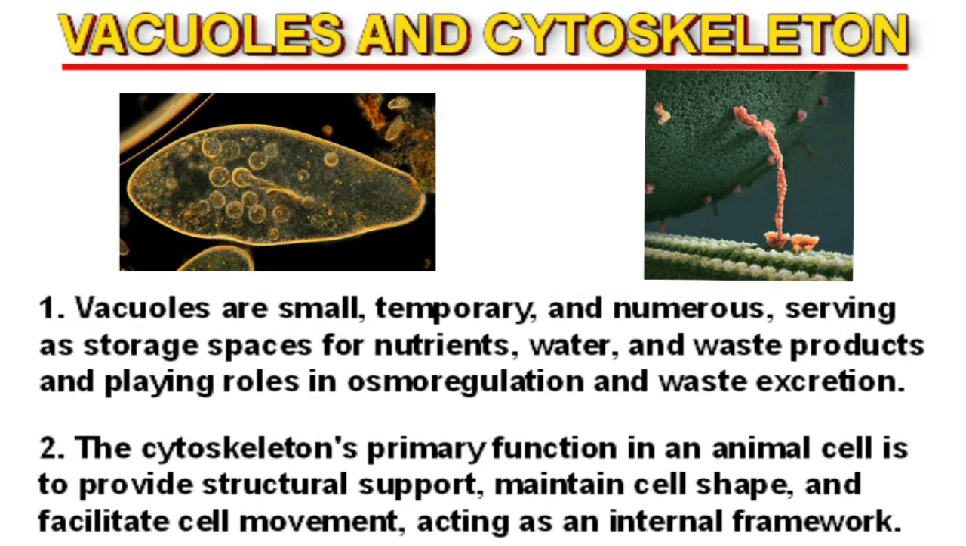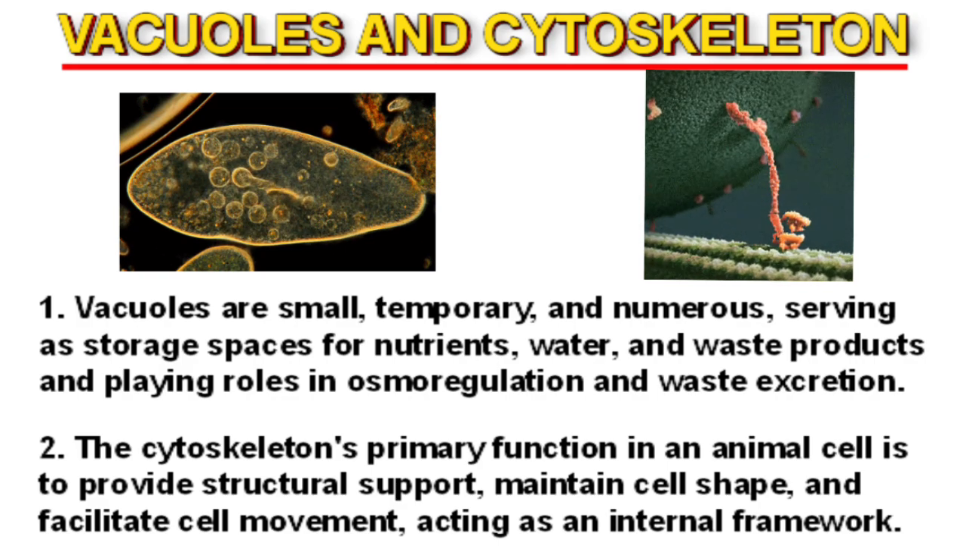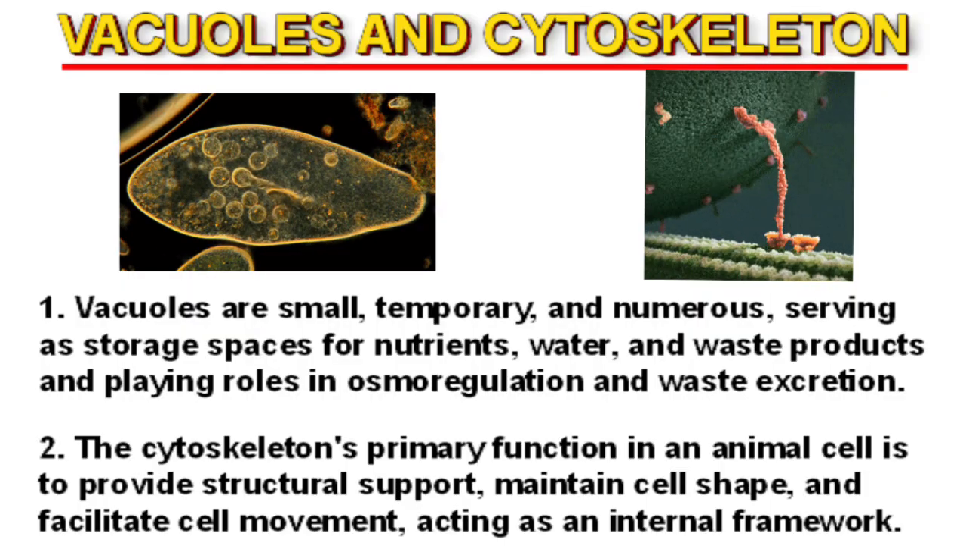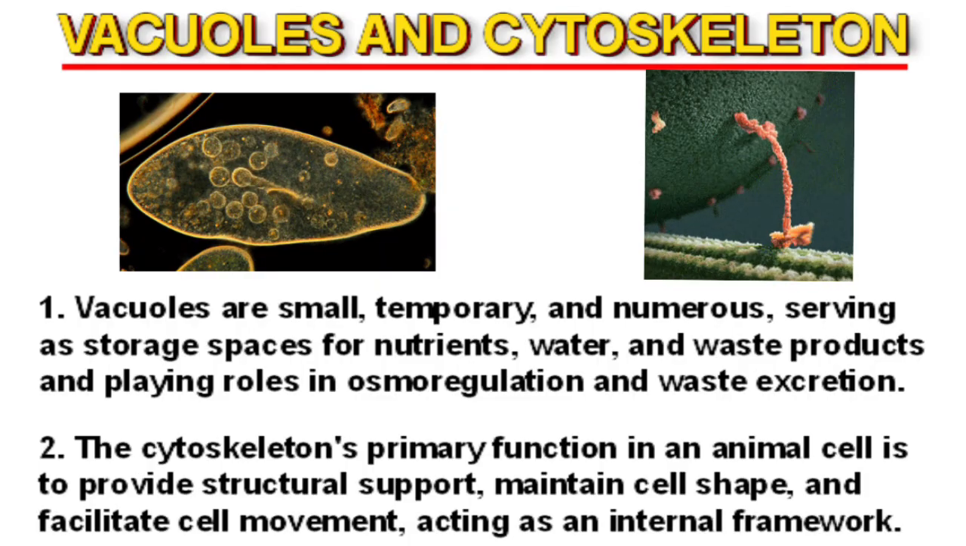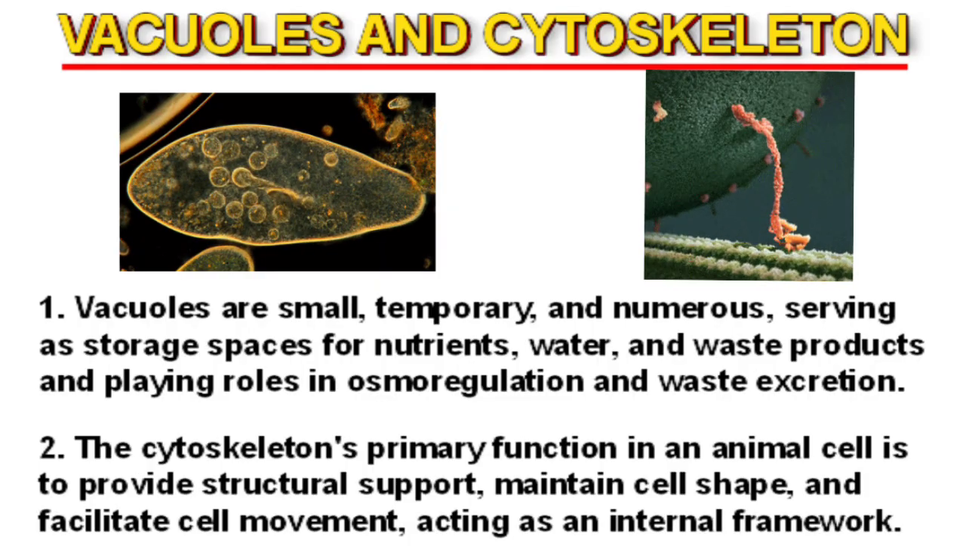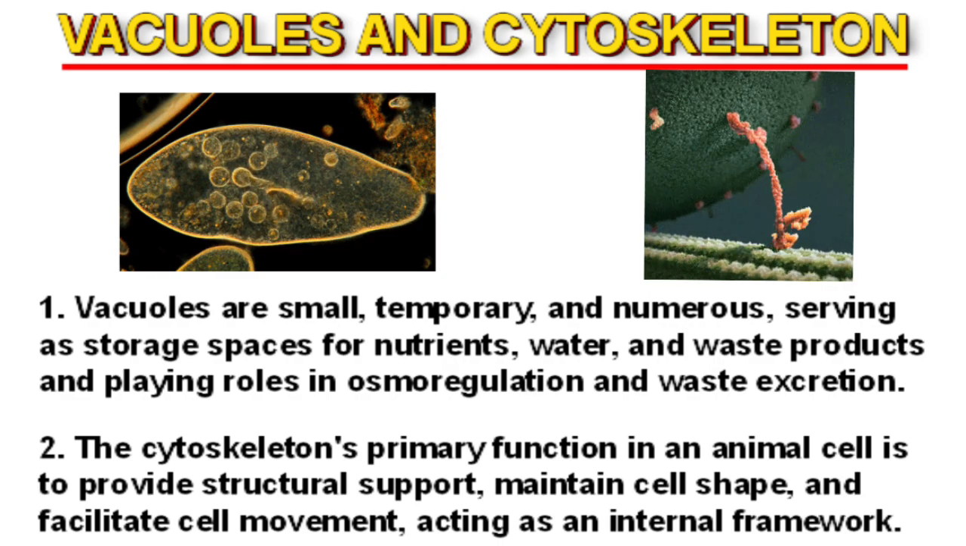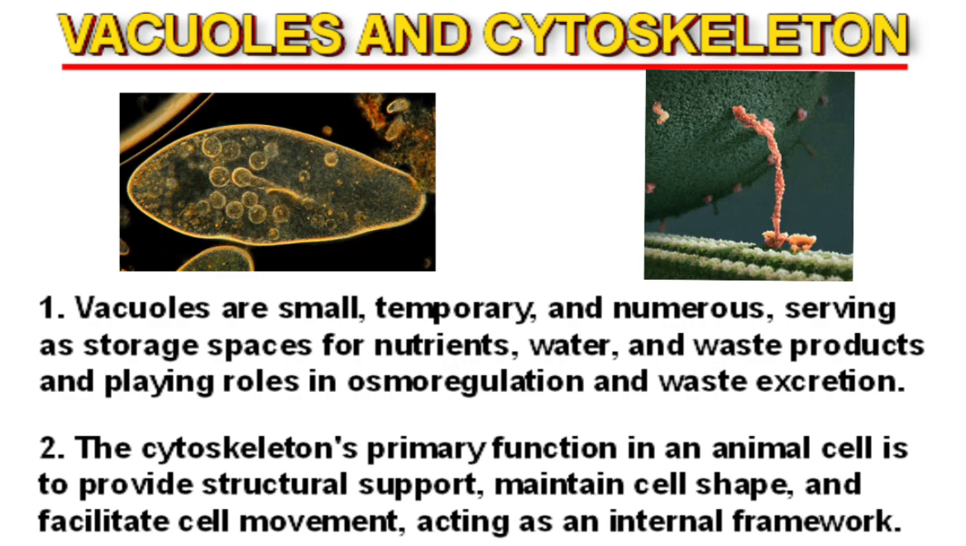Next cellular organelle is the extra space that is present in the cell, that is a vacuole. It is a small temporary storage molecule for nutrients, water, waste products, and also plays a vital role in homeostasis of osmoregulation, and also it helps in waste excretion. So the last organelle of cell is cytoskeleton. Like skeleton helps in the structural support, cytoskeleton also helps the cell to maintain its structure. It maintains the cell shape, facilitates the cell movement, and acts as an internal framework of the cell.